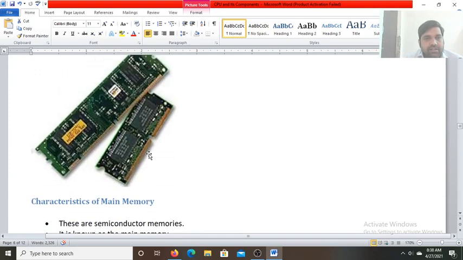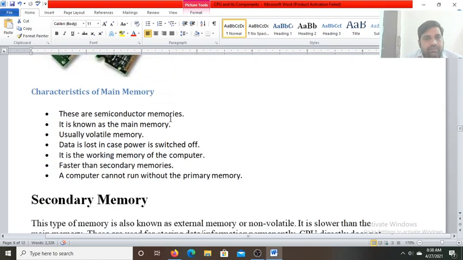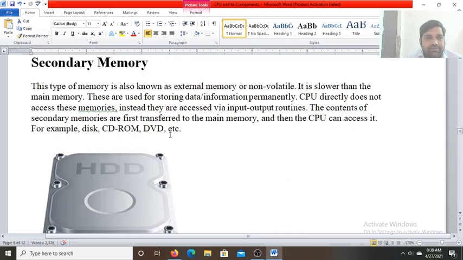Now see the characteristics of the main memory. These are semiconductor memories. This is also known as the primary memory. This is a volatile memory. Data is lost when the power is switched off. It is the working memory of the computer, faster than secondary memory, faster than the hard disk. The computer cannot run without the primary memory. You cannot use the computer without the primary memory.